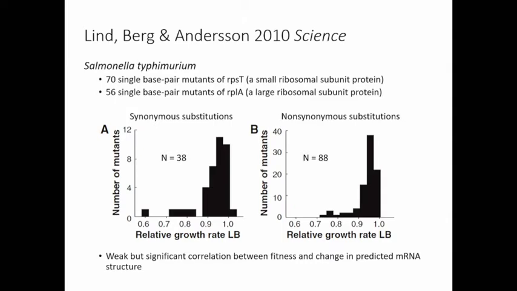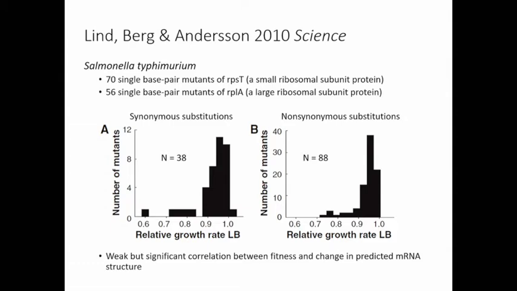So in this case, at least, it looks like you really cannot make the assumption that synonymous mutations have no fitness effect, and just focus on looking at the non-synonymous mutations if you're trying to understand selection. They looked in this paper also to try and identify some mechanism for what's driving these kinds of fitness effects. And they did find a weak correlation between these fitness effects and change in predicted mRNA structure.